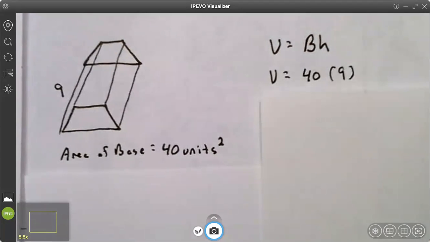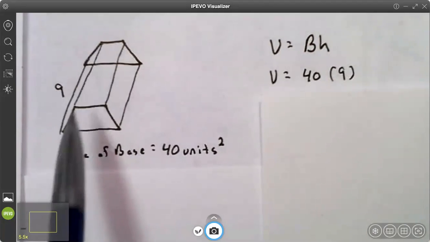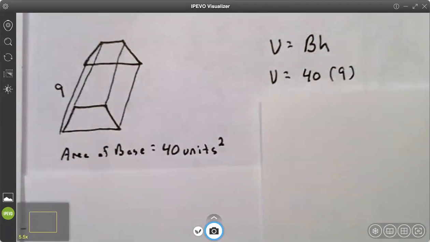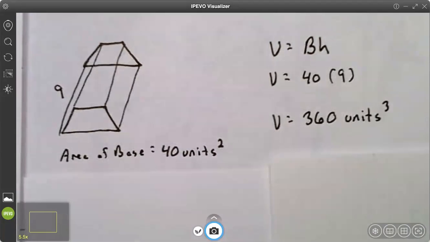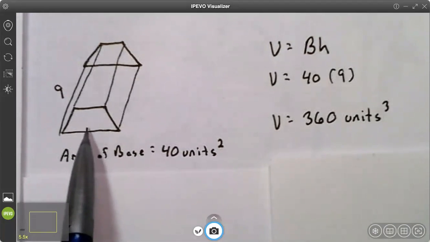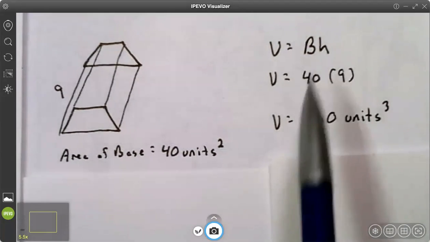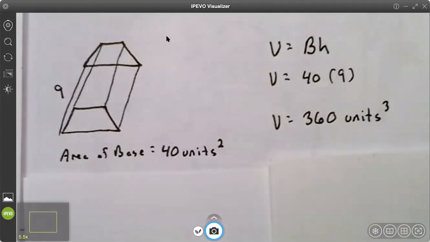The area of the base is 40. And the height of the prism, the distance between the two trapezoidal bases, is 9. 40 times 9 is 360 cubic units. So if it gives you the area of the base, much easier. You just plug the area of the base in for big B.